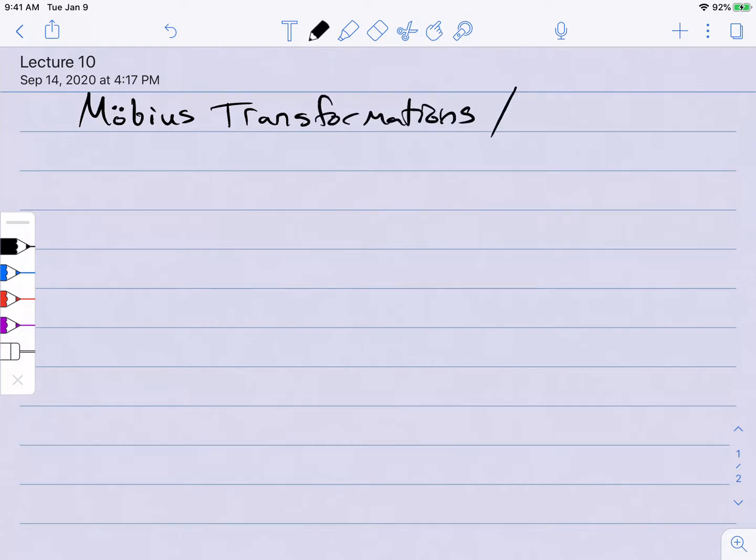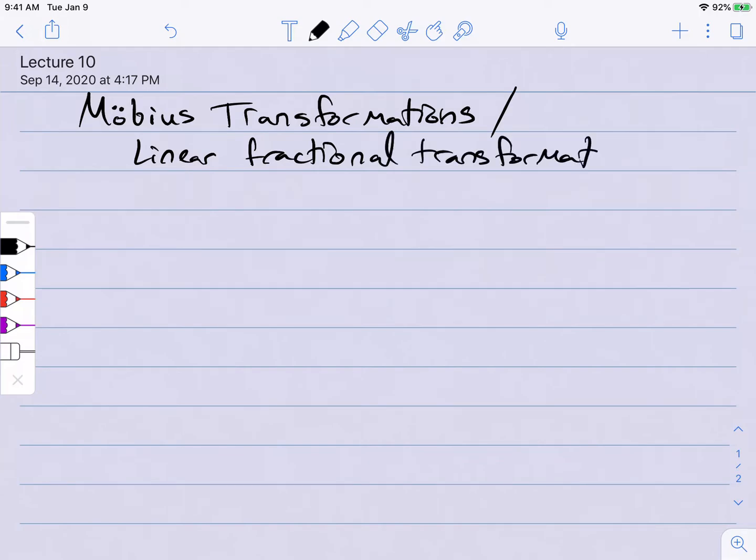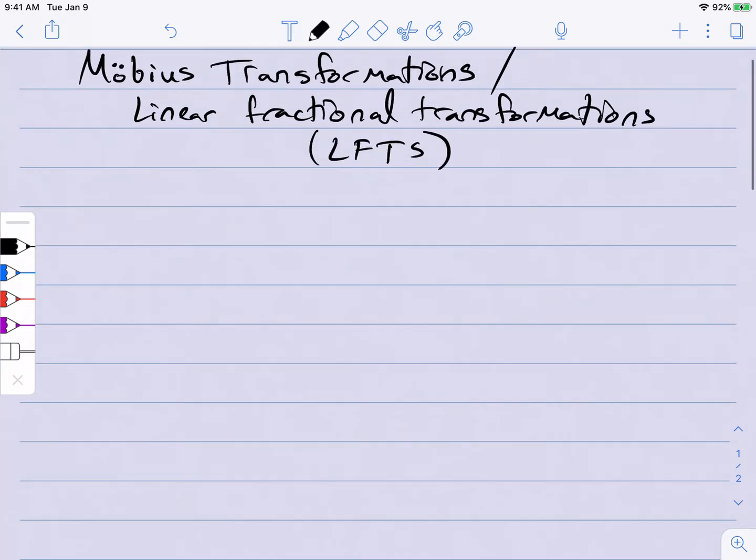So the first really interesting class of complex functions that we're going to look at are called Mobius transformations, or alternatively, sometimes they're called linear fractional transformations, or LFTs, sometimes you'll see. So they're really simple to write down.